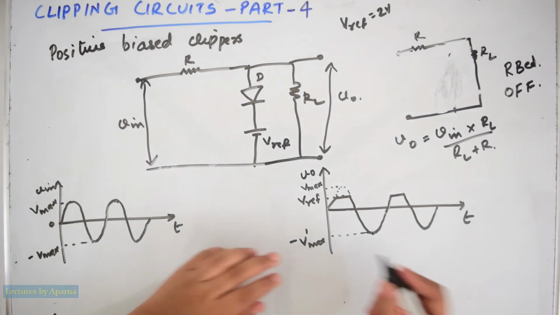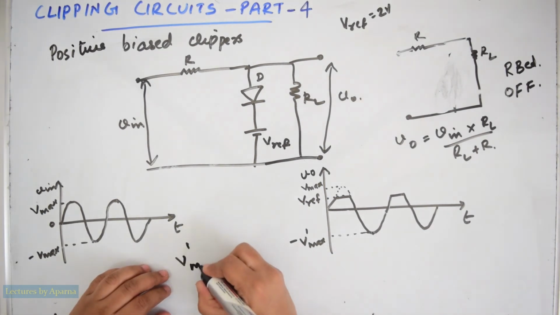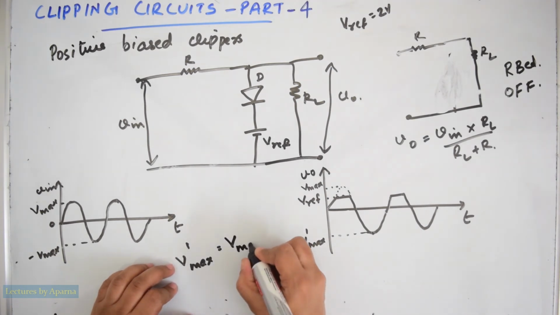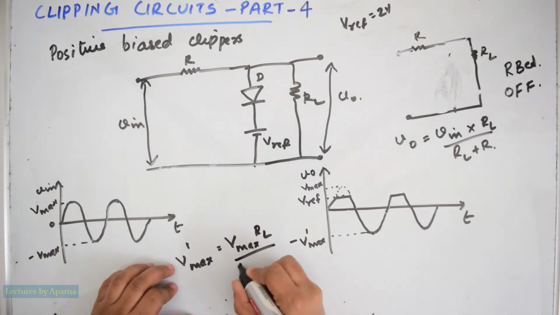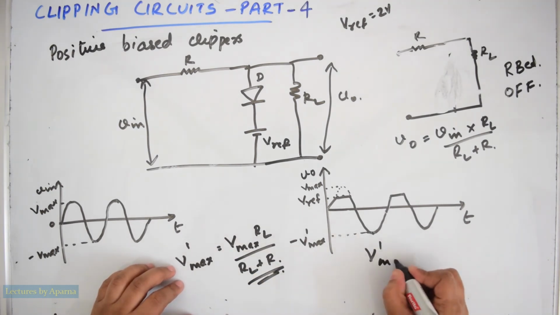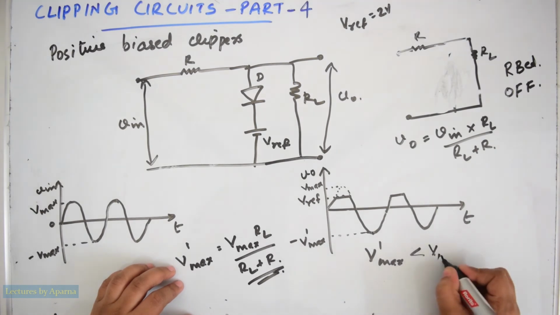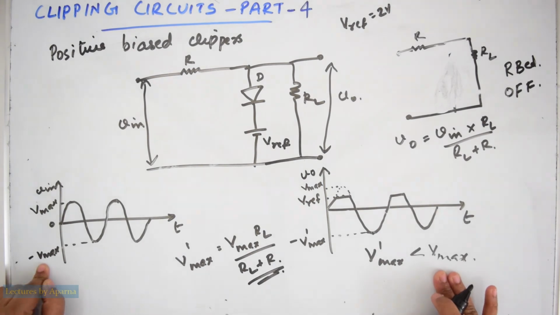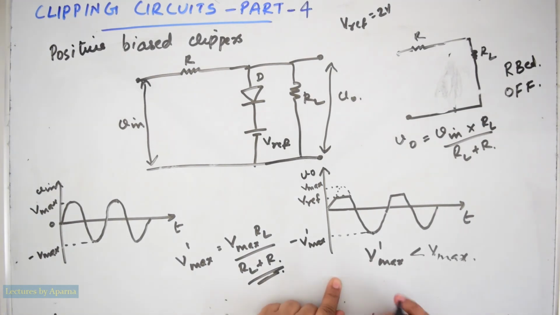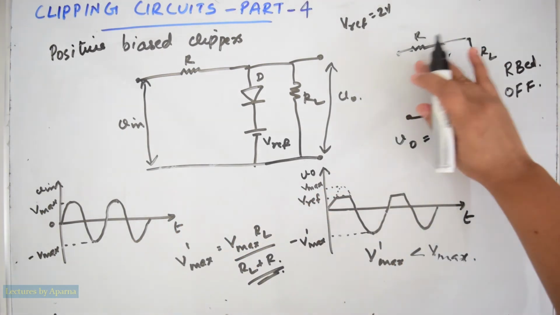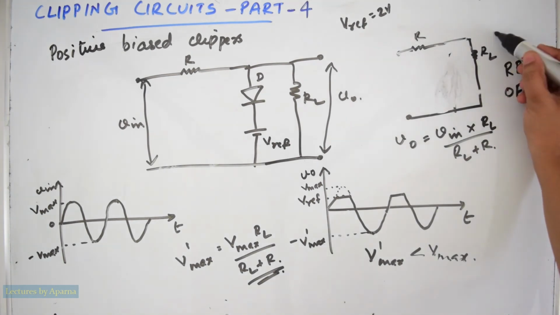And the maximum voltage V dash max. Here also the voltage division will be applied. So V dash max is V max into RL by RL plus R, and hence this V dash max will be lesser than V max, which is the maximum voltage at the input signal. Okay. So this is what happens in the negative half cycle. We get the input voltage with a reduced voltage at the output. This is the output terminal.